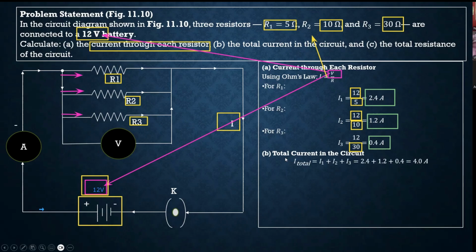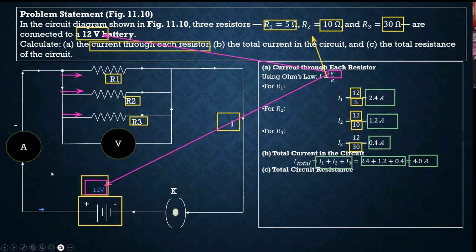So total current will be how much? Total current will be addition of all the current, right? 2.4 plus 1.2 plus 0.4, you will get 4 amp. While solving, you also have to solve it on your own notebook. Okay, by looking, you will not be able to remember it well. So you have to solve it on your own notebook also.